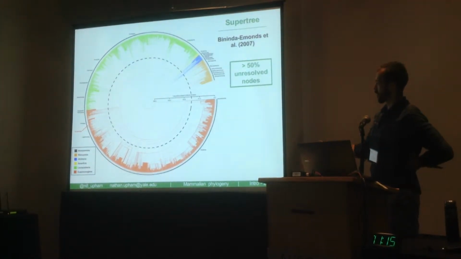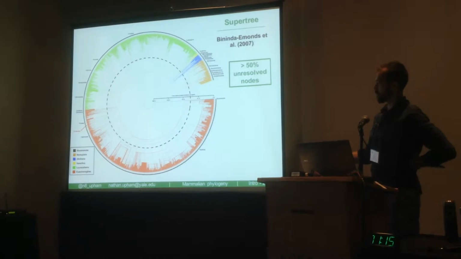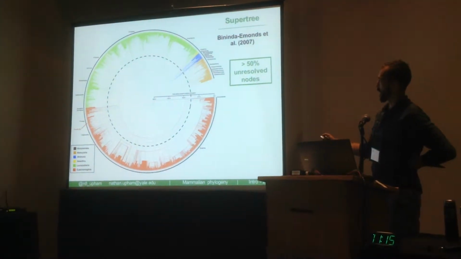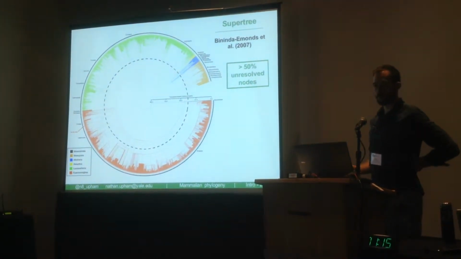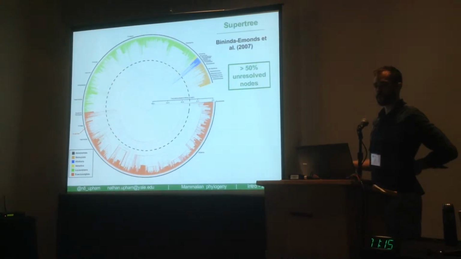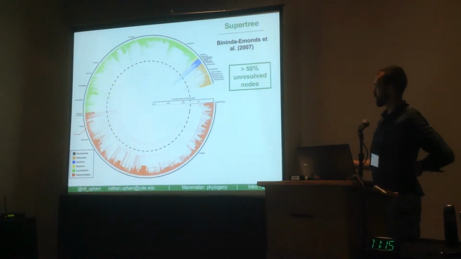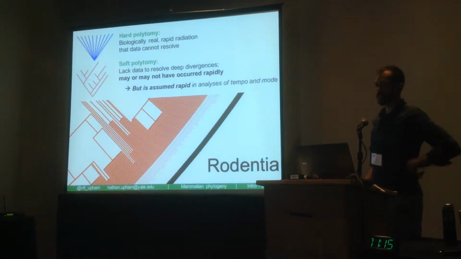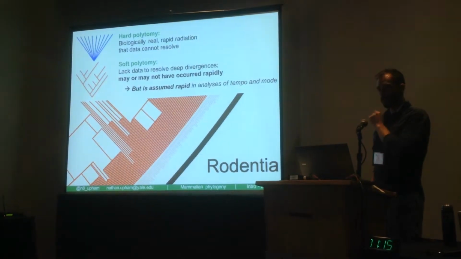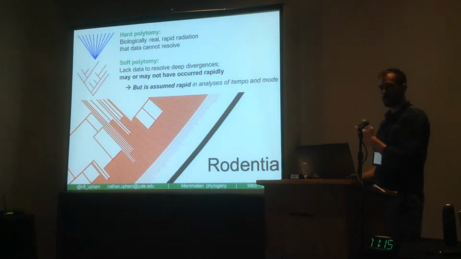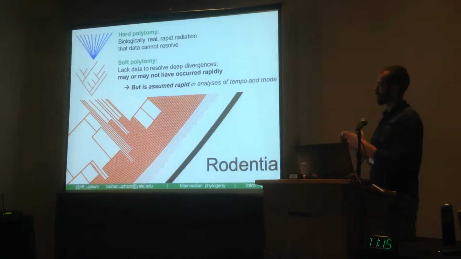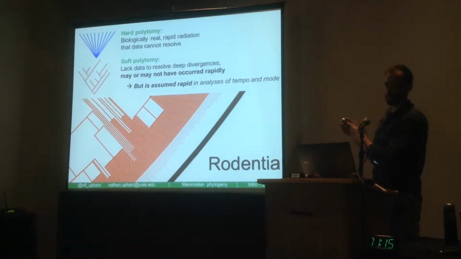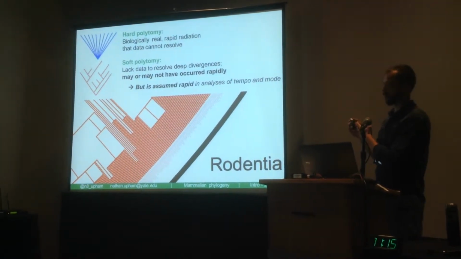So looking in the rodents here, you get these giant combs at basal nodes, same in the bats. It actually ends up being over 50% unresolved nodes or polytomies. And so the problem with that is that functionally, when we do analyses of tempo and mode on a tree like this, the hard polytomies and soft polytomies are confounded.